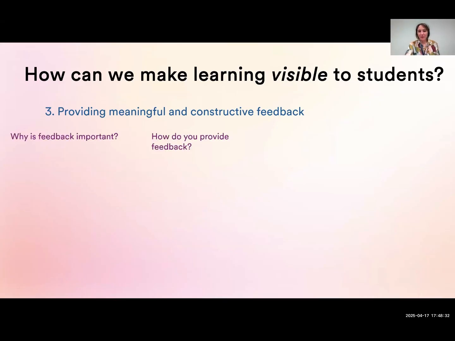How do you provide feedback? Maybe have a think. How do you give this feedback to your students? Yeah, they know what to improve. There are different ways of giving feedback. Do we give immediate feedback or do we give delayed feedback? So there are some cases here that I want to share with you.